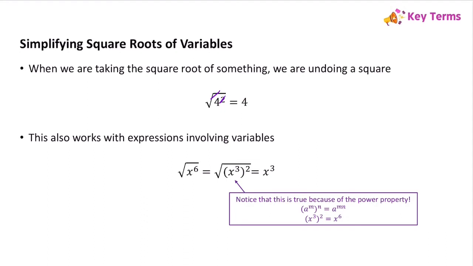So it also works with expressions involving variables. For example, if I'm taking the square root of x to the 6th, okay, well, notice that that's x cubed squared, right? That works because the power property tells us that if we have a power to a power, we just multiply those exponents. So if we think about that, well, here I have x cubed squared and then I have a square root. So that squared and square root cancel each other out, and that's how this simplifies to x cubed. Okay, so the square root of x to the 6th is x cubed.